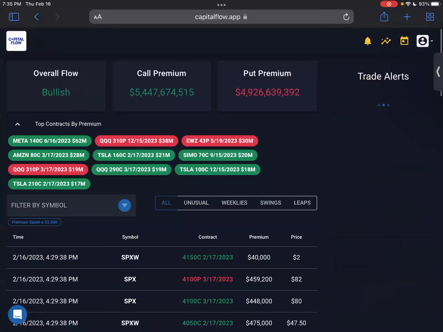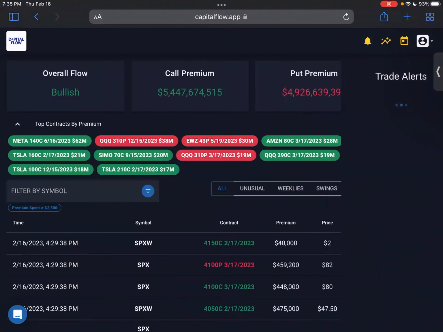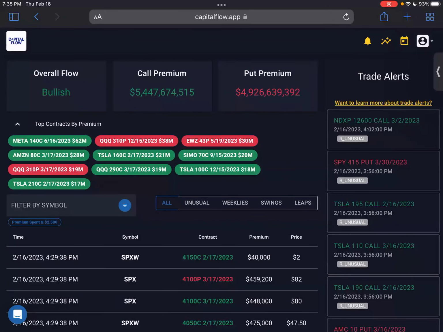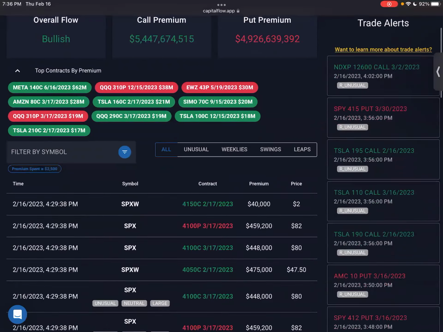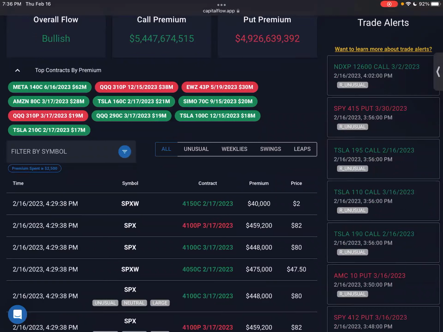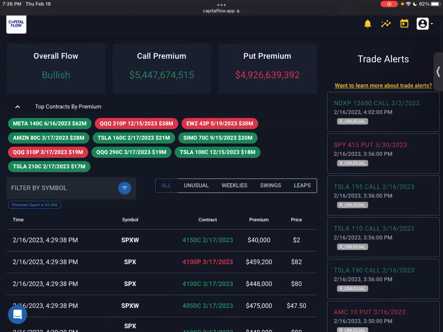I'm not gonna spend too much time talking about it on this call, but to sum it up, trade alerts are what's called repeat flow. Anytime there are multiple orders going into the same contract back to back to back, repeat flow, rapid flow, it's gonna give you an alert here. You'll get the contract, the ticker, the strike price, the expiration, and the time that it came through. These are super useful for finding trades.